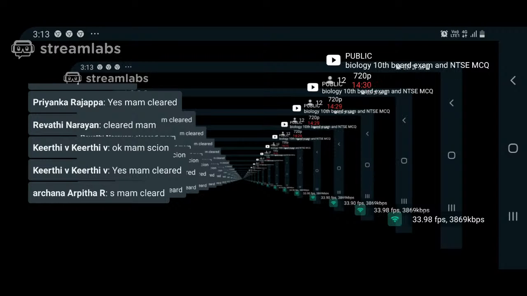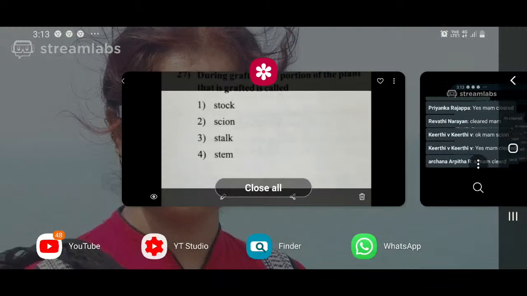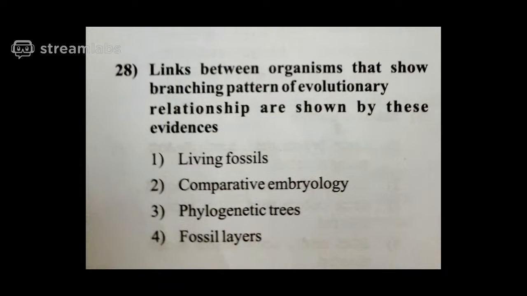The question is, here is a question. Links between organisms that show branching pattern of evolutionary relationship are shown by these evidences. So here are some options given here. I don't think that you have any idea on all these things.